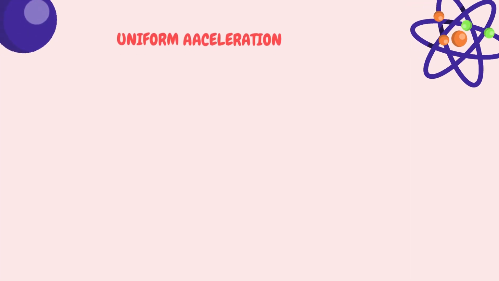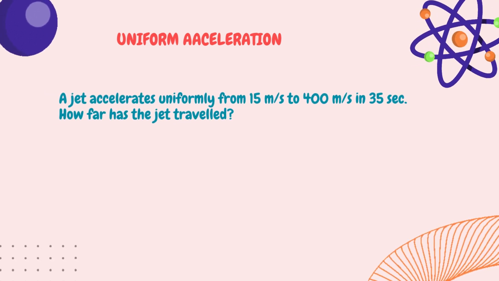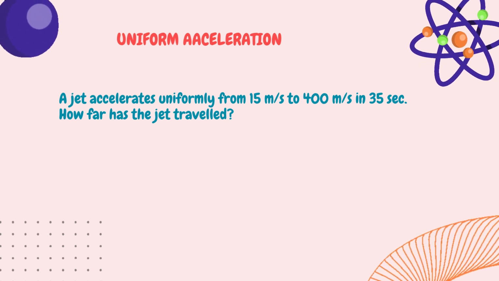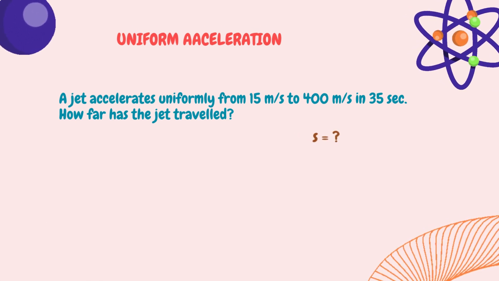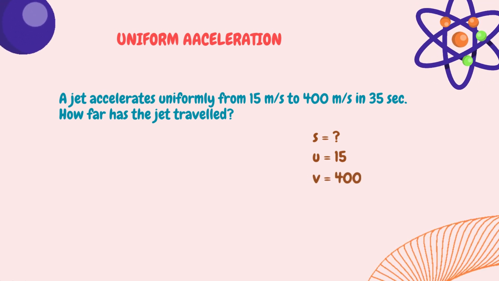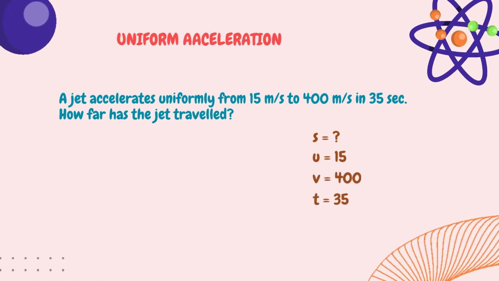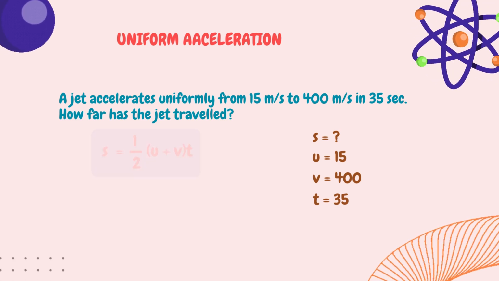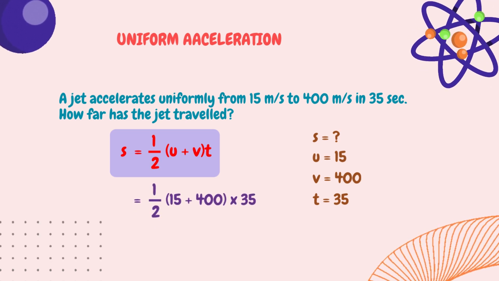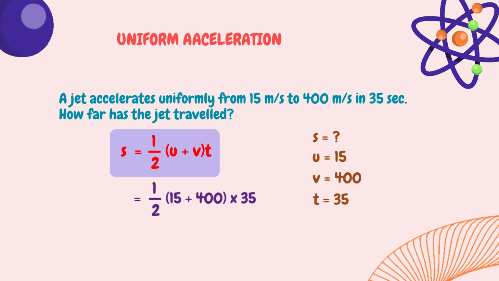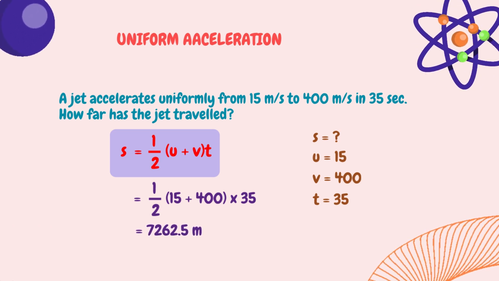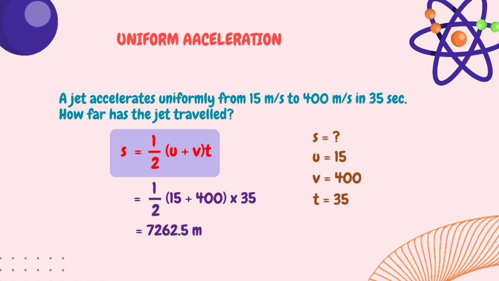The second example. A jet accelerates uniformly from 15 meters per second to 400 meters per second in 35 seconds. How far has the jet traveled? We're looking for distance. The initial velocity is equal to 15 meters per second. Final velocity is equal to 400 meters per second, and time is equal to 35 seconds. With this data, we can use the second equation, s = 1/2 (u + v) t. Then u is equal to 15, v is equal to 400, and t is equal to 35. This, after computation, gives 762.5 meters as the distance traveled by the jet.